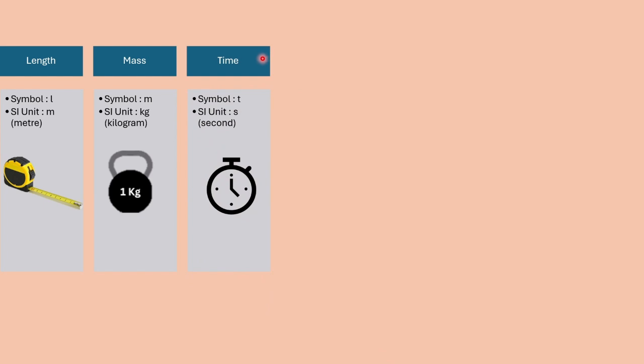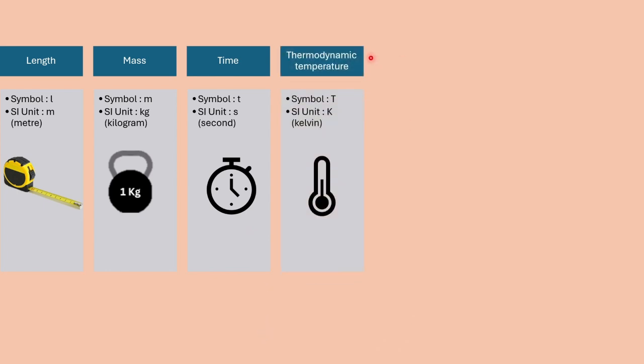Third one we have is time. It's represented by the symbol little t. Its SI unit is second, s. This is a stopwatch which represents the time. Next, thermodynamic temperature. Keep in mind the word thermodynamic is actually important. It's crucial to write it as thermodynamic temperature and not just temperature. It's represented by the symbol T, the big letter T, and its SI unit is Kelvin, K. This is a thermometer representing it.